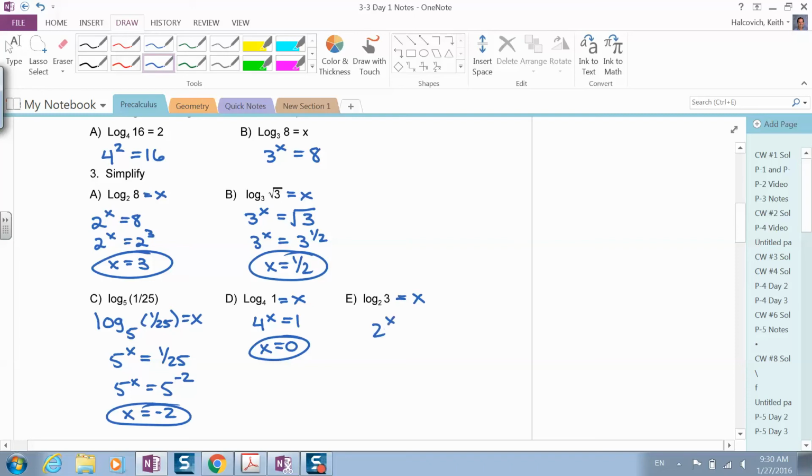2 to the x equals 3. Well, at this point, we cannot make 3 a power of 2, so we can't solve this yet. But this one cannot be simplified, because 2 is not a power of 3.